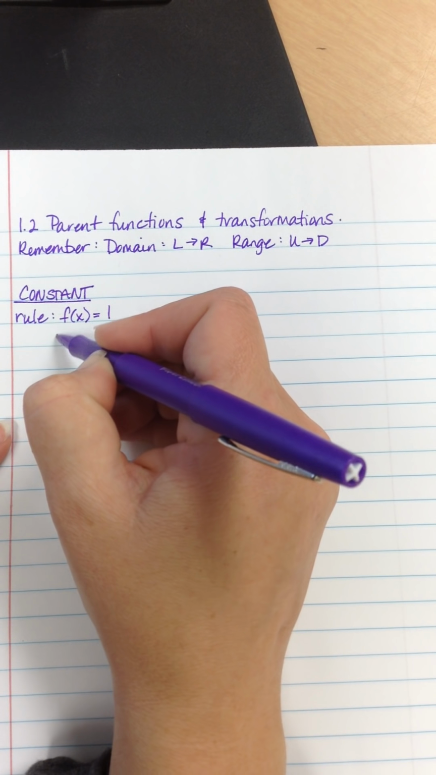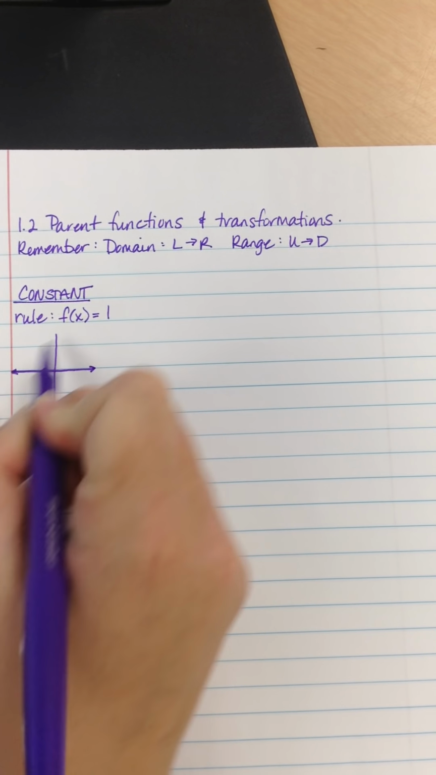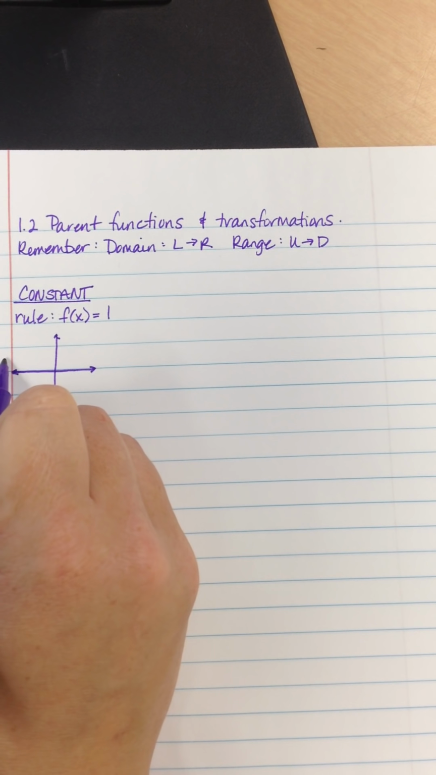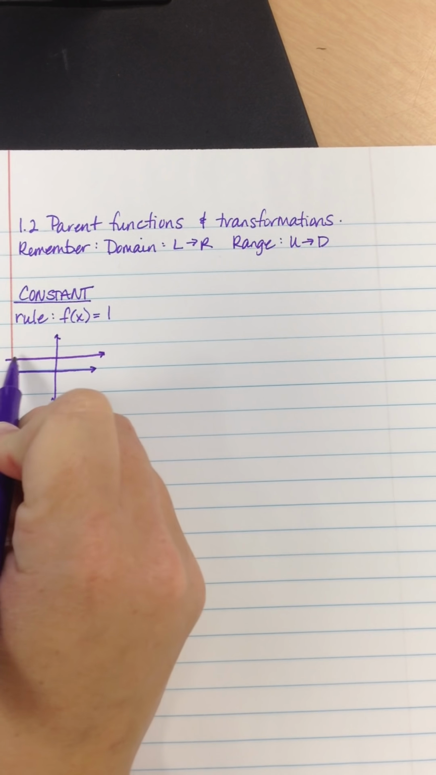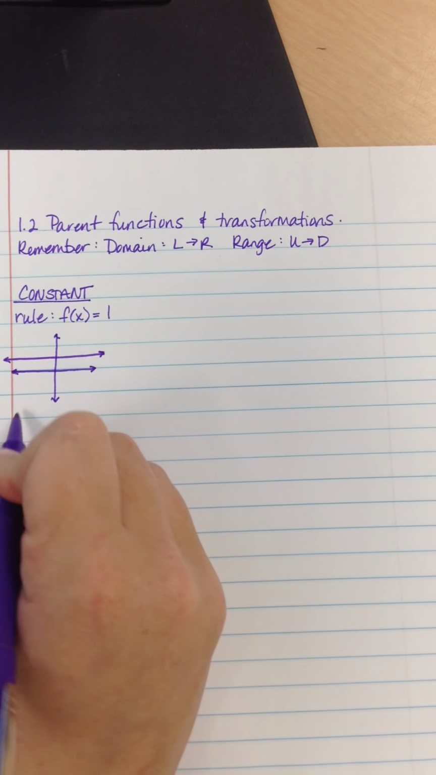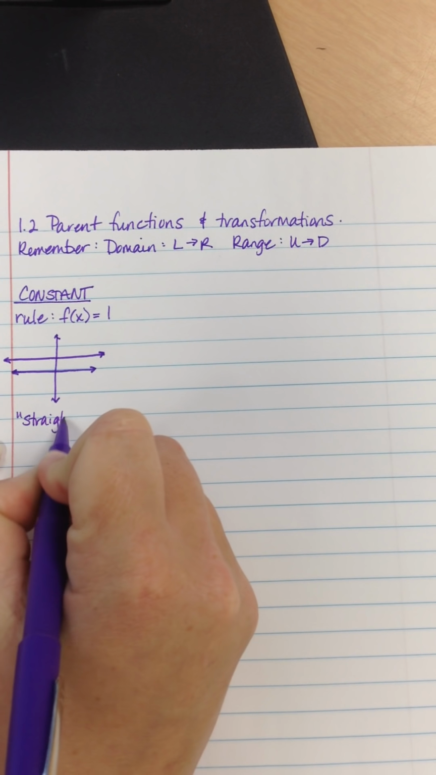In the graph of a constant, remember constant means never changing. So when we have the graph of a constant, it's literally just a flat line. So a way to remember this is literally straight, flat line.